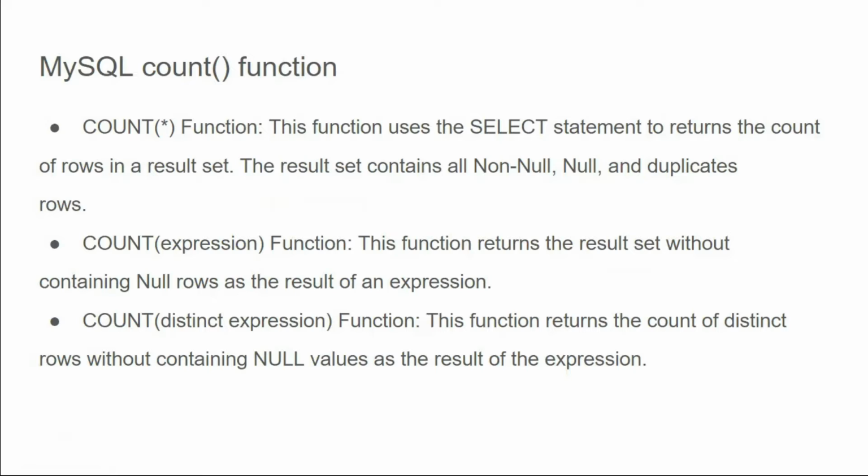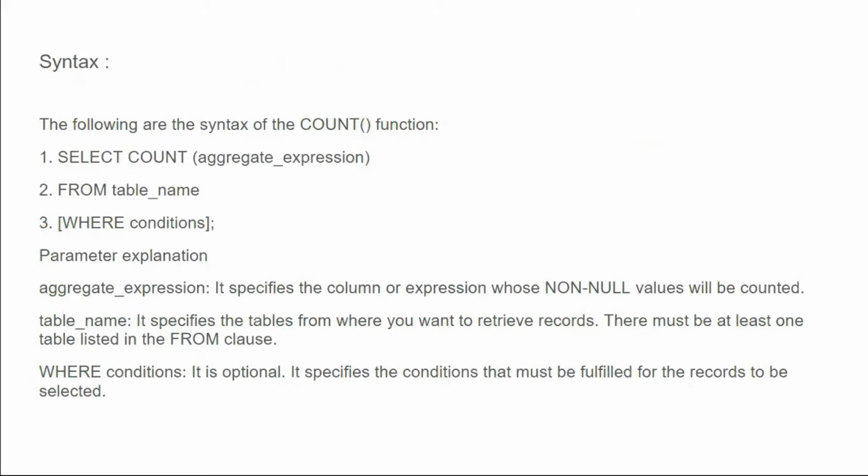The count of expression function returns the count without including null rows, but it will accept duplicate values. The next one is count of distinct expression. This function returns the count of distinct rows, without null values and without duplicate values. So these are the three different forms you can apply on a result set.